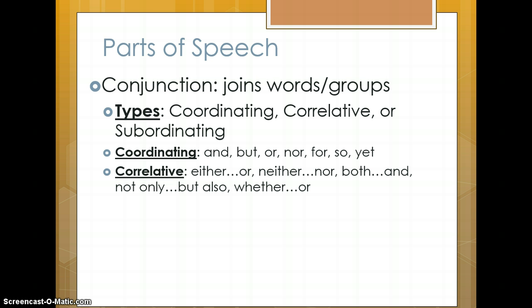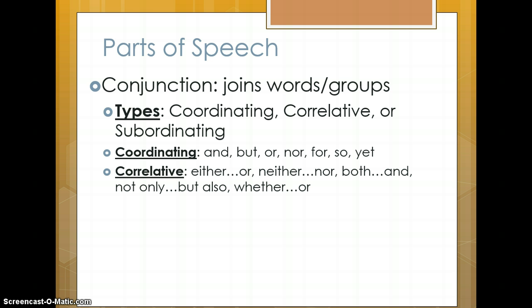Conjunctions. Conjunctions seem like nice, simple little things, but they may not be quite as easy. The ones you're familiar with are the coordinating conjunctions: and, but, or, nor, for, so, yet. You probably learned it in middle school as FANBOYS, an acronym, and that's a great way to remember what those coordinating conjunctions are. They're really, really simple.